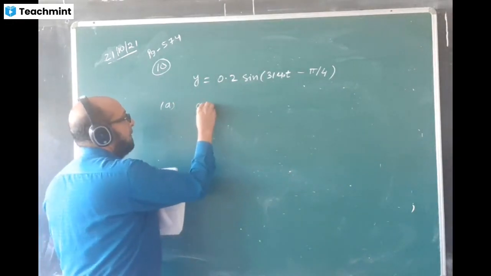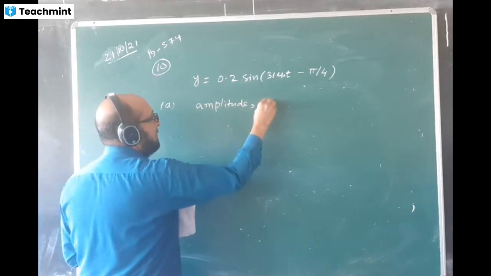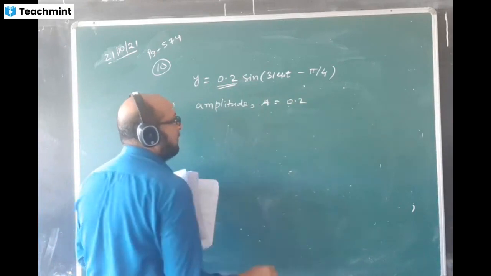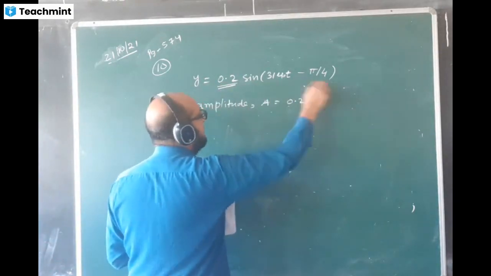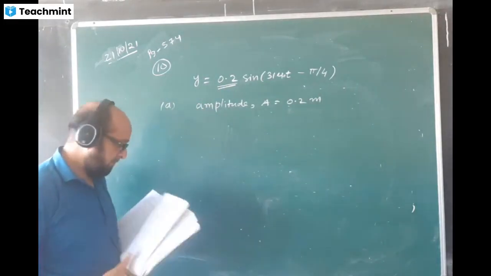A. Amplitude is A. This is the value of amplitude, 0.2. Y is in meter, so this will also be in the same unit, meter, because sine does not have unit. Amplitude is 0.2 meter, the first answer.